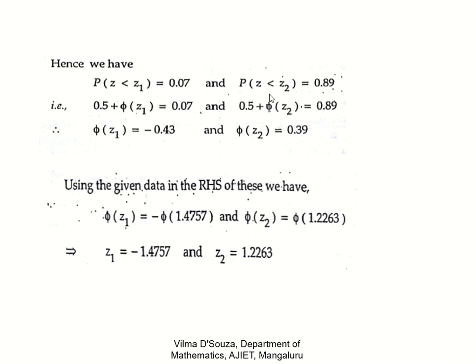And the second equality you have P of Z less than Z2 is equal to 0.89, which can be written as 0.5 plus phi of Z2 is equal to 0.89. Or what is your phi of Z2? Phi of Z2 is equal to 0.89 minus 0.5, that is 0.39. Take this 0.5 on the other side, it will become 0.39. Now phi of Z1 is minus 0.43.